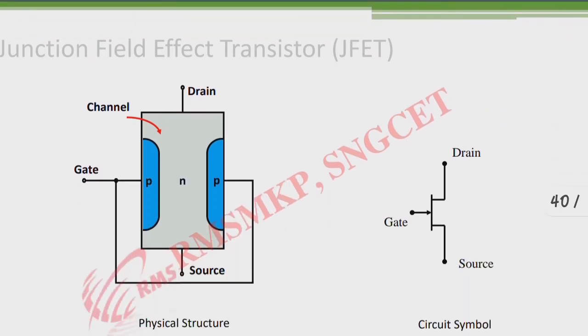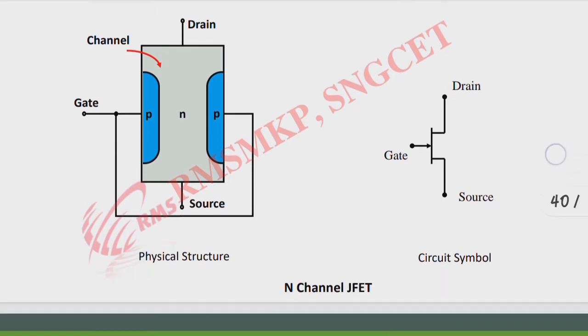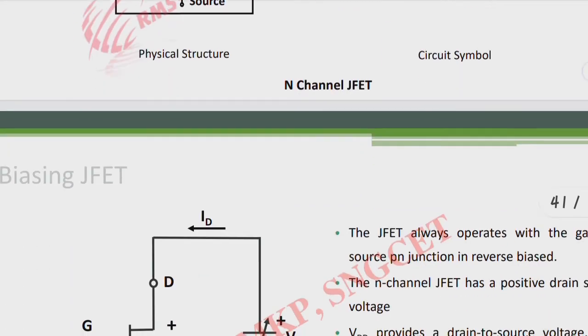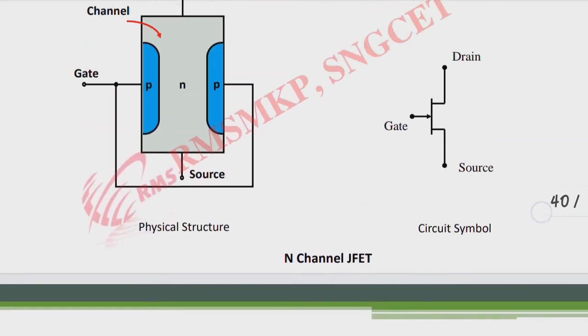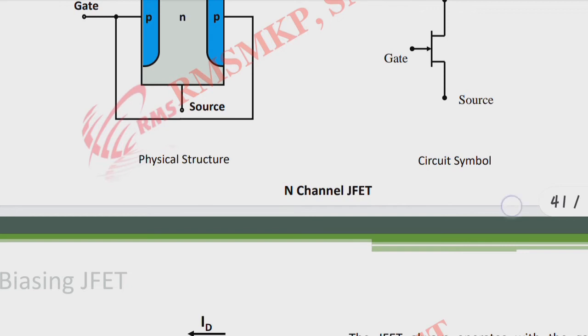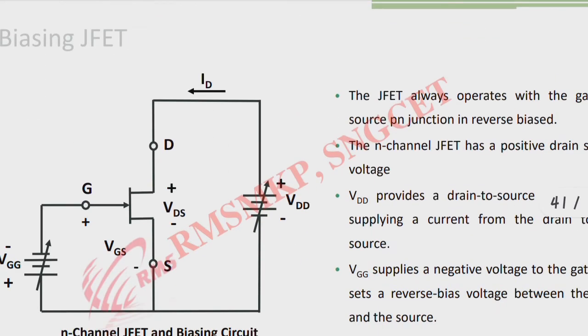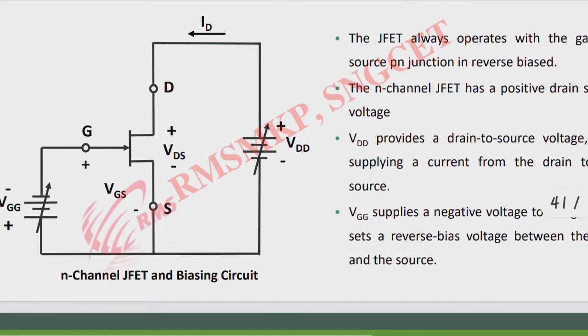There are three transistor parts, like BJT: drain, gate, and source. Okay, biasing. This is an N-channel circuit symbol. Biasing a JFET: how are we biasing a JFET? This is an N-channel JFET biasing circuit.